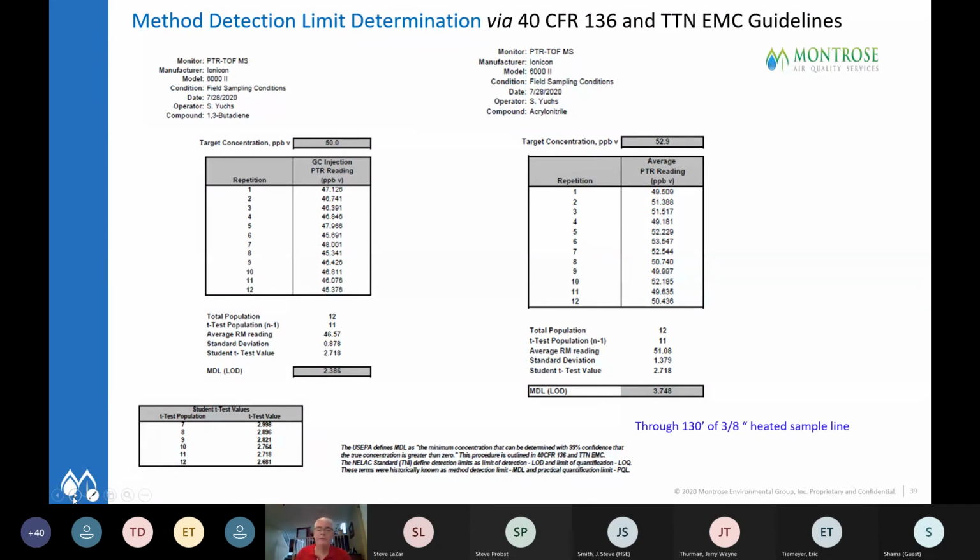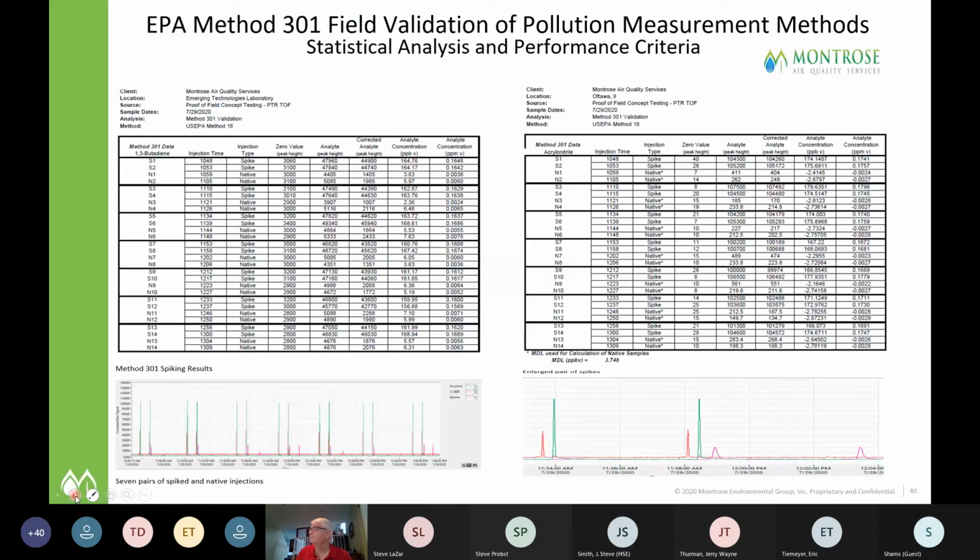2.4, about 3.7, respectively, parts per billion, and that's through 130 feet of 3/8-inch heated sample line. So I was really happy with that number. And then to finally prove that it's a valid sampling system and sample method, we can do a Method 301 data validation, sampling validation. And that's what this is.